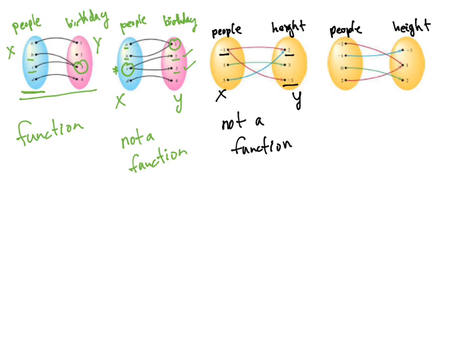And then lastly, what we see here is that these two individual people share a height. That makes sense, right? Two people could have the same height. So what we would say here is that this is a function.